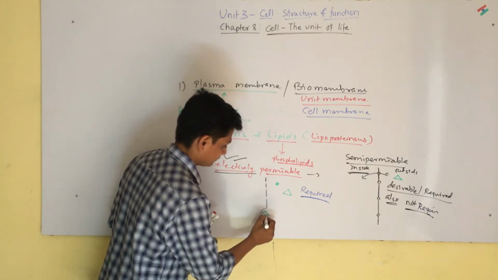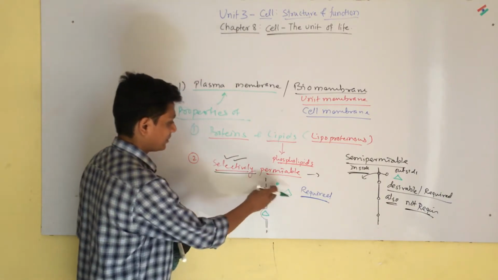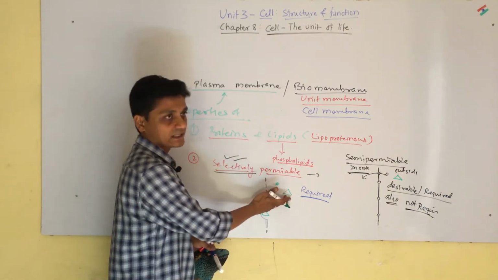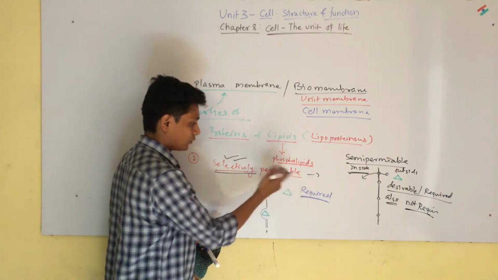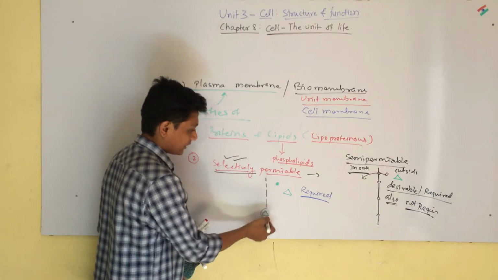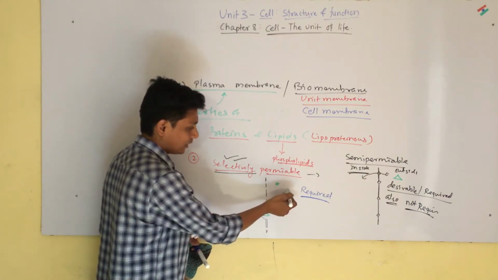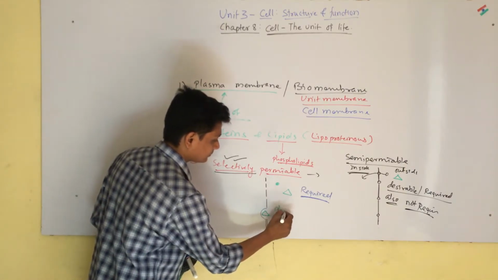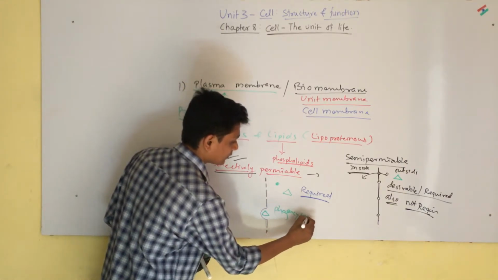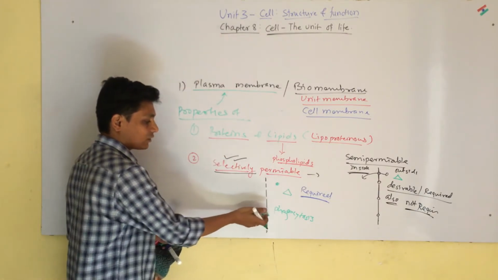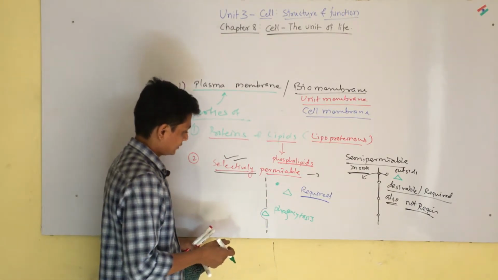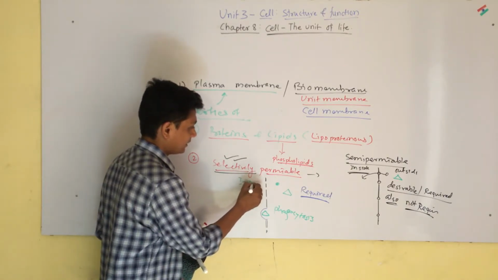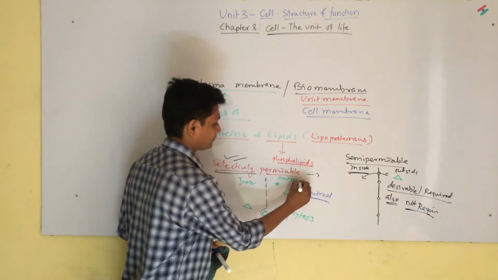endocytosis. This is the material which is bigger in size, but the cell requires it. The cell selects that particle to take inside. So the cell membrane engulfs it by phagocytosis. As it comes inside, it is also known as endocytosis, and this material comes inside the cell. This is the inside of the cell and this is the outside of the cell.